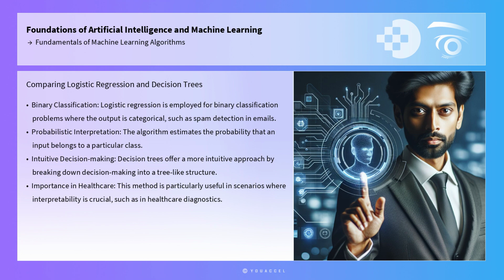Logistic regression, on the other hand, is employed for binary classification problems where the output is categorical, such as spam detection in emails. The algorithm estimates the probability that an input belongs to a particular class, offering a probabilistic interpretation of its predictions. Decision trees offer a more intuitive approach by breaking down decision-making into a tree-like structure of nodes and branches. This method is particularly useful in scenarios where interpretability is crucial, such as in healthcare diagnostics, where understanding the decision path is as important as the decision itself.